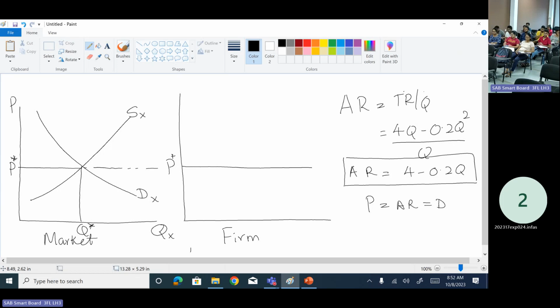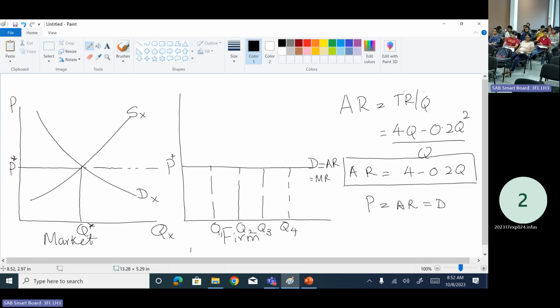For a particular firm, which is a small firm among thousands or millions of firms, depending on the market determined price, the firm can supply either Q1 quantity, or Q2, Q3, or Q4. So this is the demand curve for the particular firm. As we discussed, that equals the average revenue and also the marginal revenue.